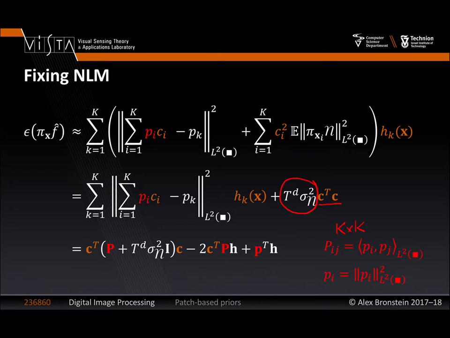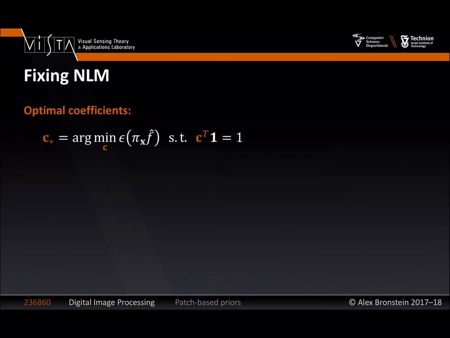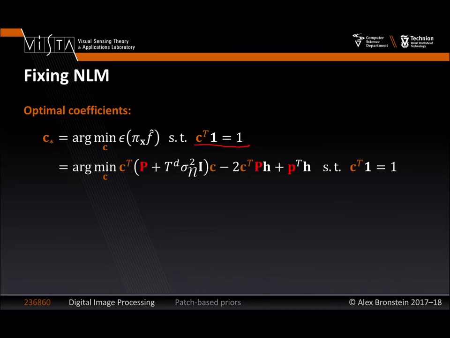In this form, I can write my MSE as a quadratic function in C. C is my variable, right? This is the quadratic term, this is the linear term, and this is just a constant. The h's are known, I already calculated them. I want to find a set of optimal coefficients, so I would like to minimize that quadratic expression that I derived for the MSE, subject to this normalization constraint. I want my c's to sum to 1. This is the problem explicitly.